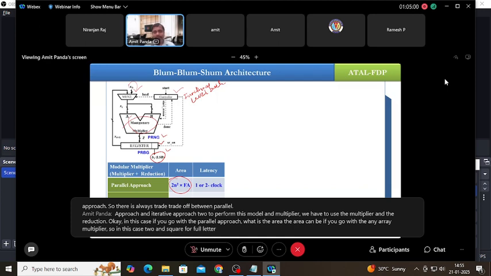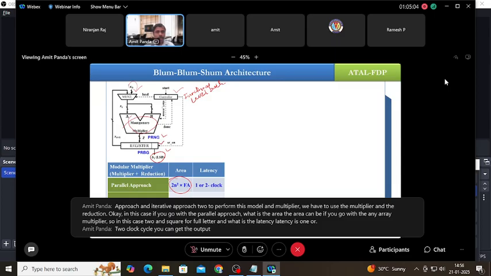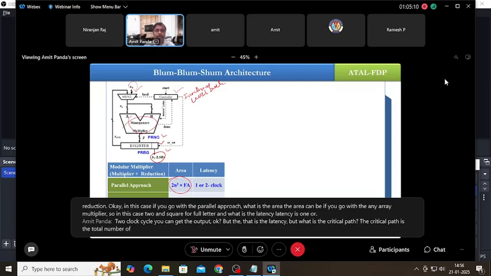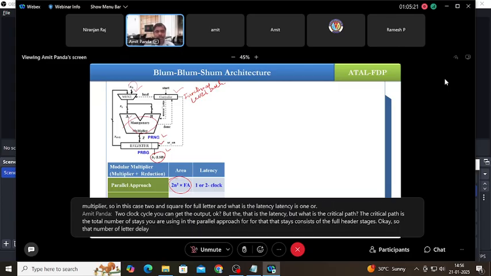And what is the latency? Latency is 1 or 2 clock cycles; you can get the output. But what is the critical path? The critical path is the total number of stages you are using in the parallel approach. Each stage consists of full adder stages, so that number of full adder delays you can expect in the parallel approach.